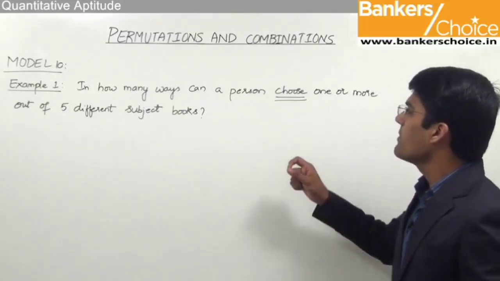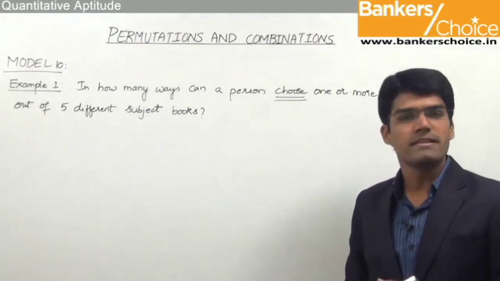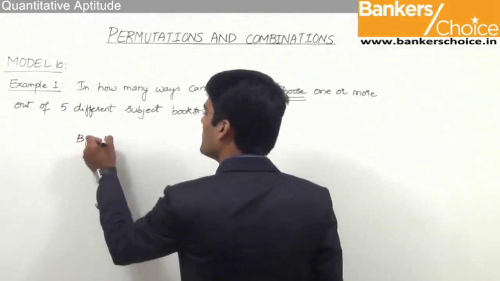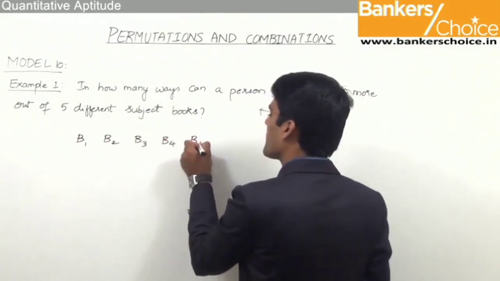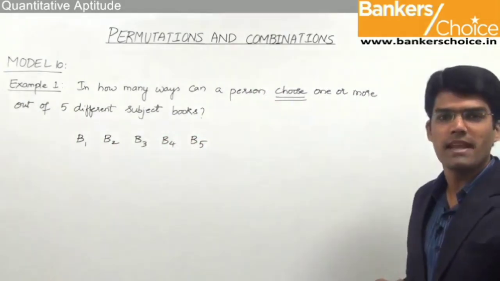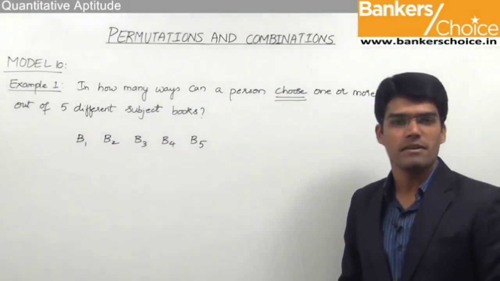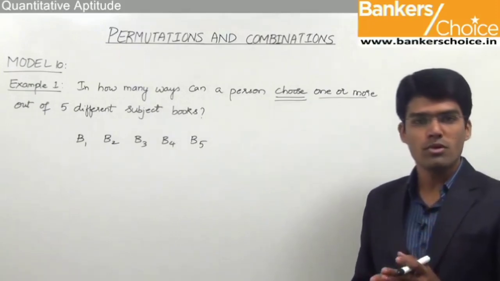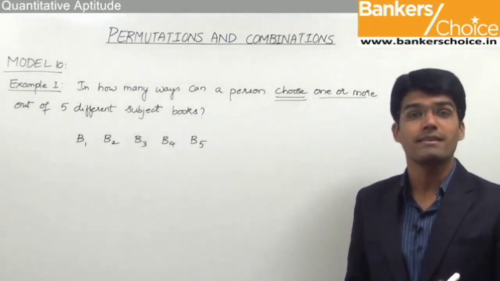Now the question says, in how many ways can a person choose one or more out of 5 different subject books? So there are 5 different books here. Let us take them as B1, B2, B3, B4 and B5. So these are the 5 different books that we have. And in how many ways can we choose one or more out of these 5 different books? So one or more means it can be 1 book or 2 books or 3 books or 4 books or 5 books. So there are 5 different cases here.